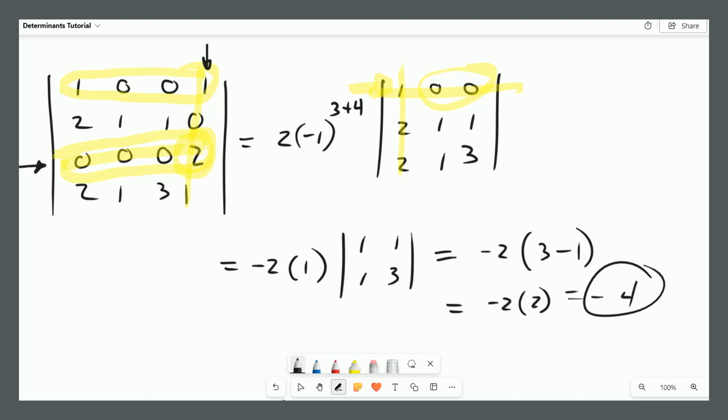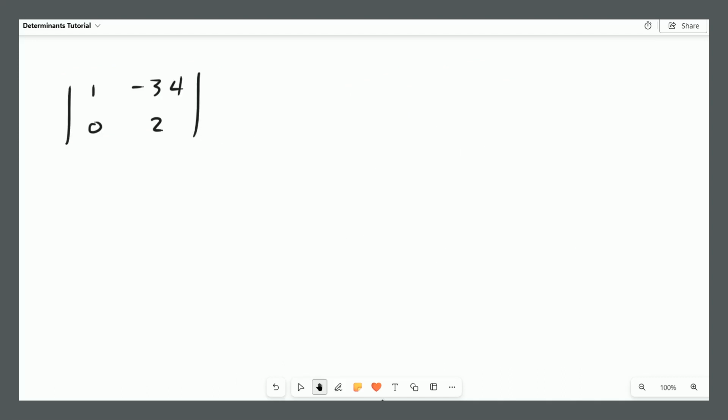All right, let's go on to the next. Okay, here we have a 2 by 2 matrix. And, well, we could do it the long and formal way and just say, okay, so that's 1 times 2 minus 0 times -34. But that 0 quickly shows us that we're not subtracting anything, right? We're just subtracting 0. So that's just going to give us 1 times 2, which is 2. That's a quick and easy one. Let's go on to the next.